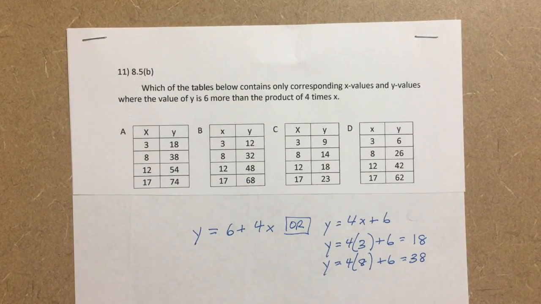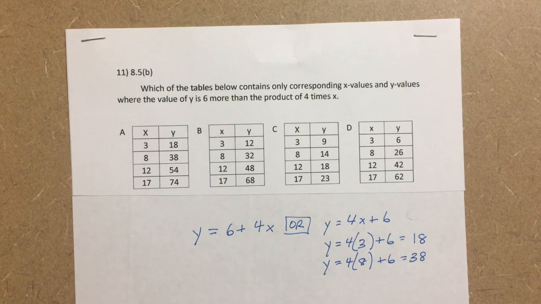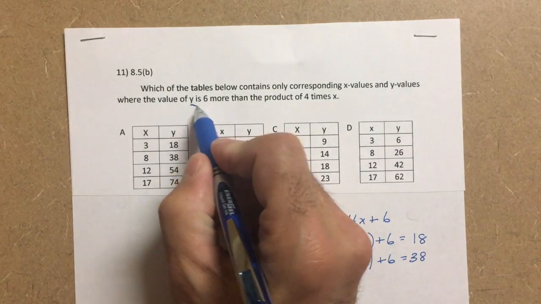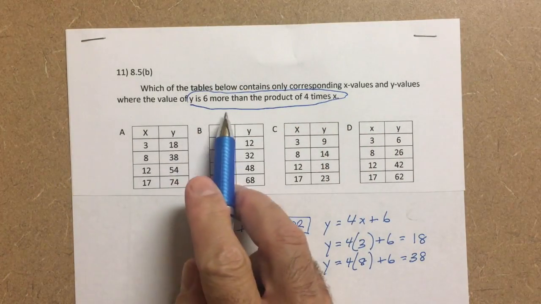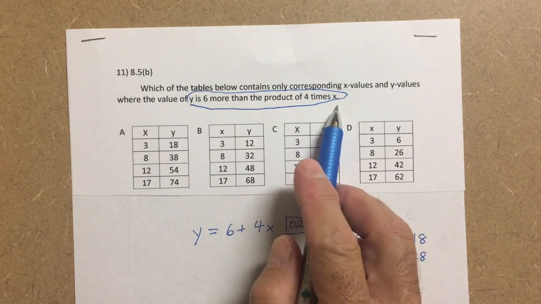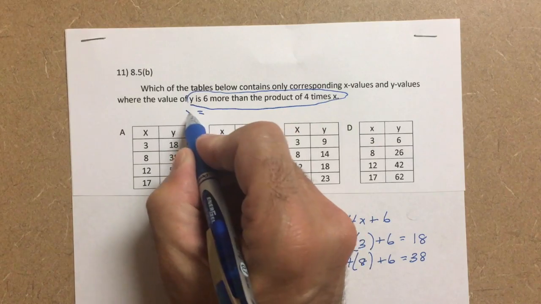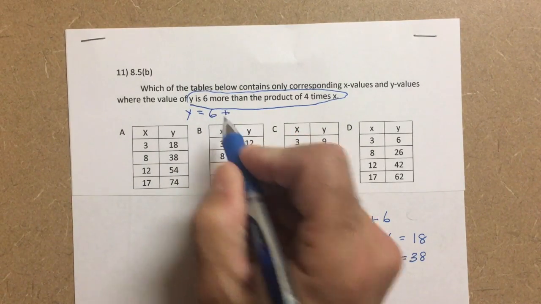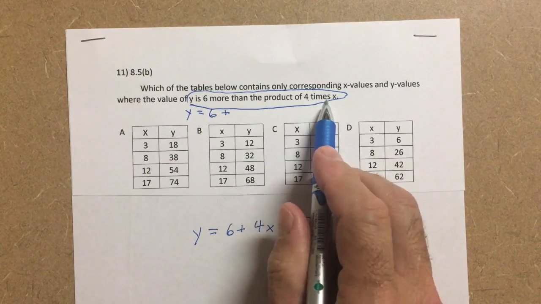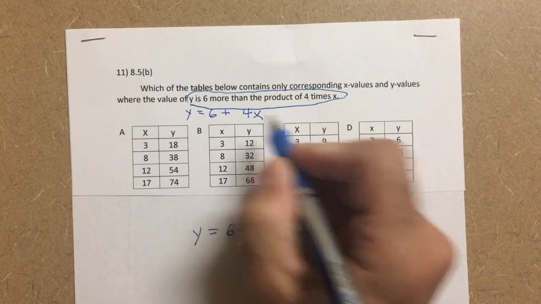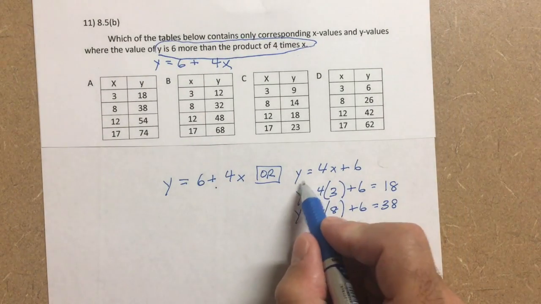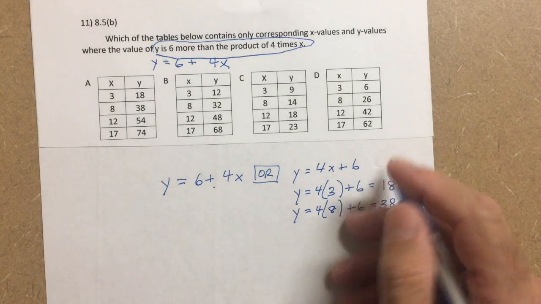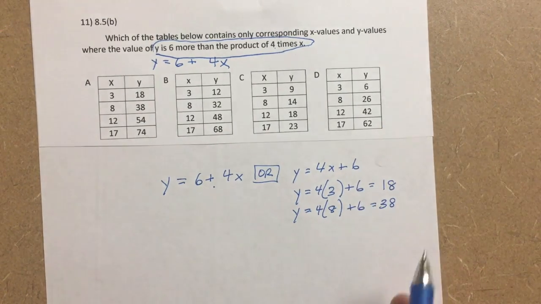For problem 11, it was probably the trickiest problem on the test because instead of writing the equation, it put a verbal explanation. Y is 6 more than the product of 4 times x. Well, is means equals, so y equals 6 more than, and the product of 4 times x means 4 times x. So the equation is y equals 6 plus 4x. You could also flip it and put y equals 4x plus 6 because that's the form we're used to seeing.